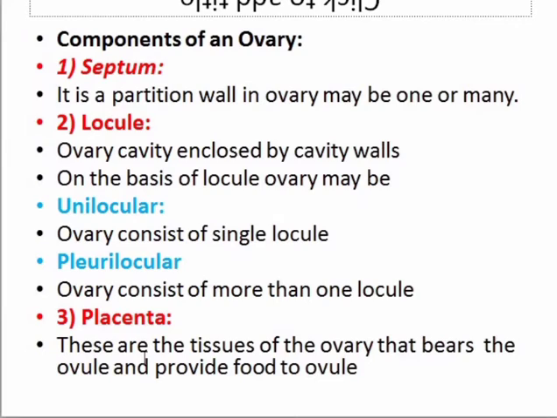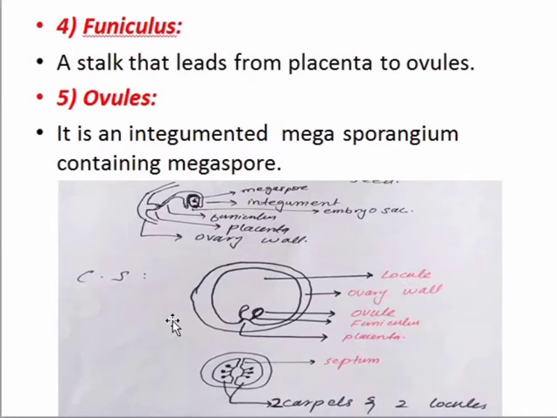It's very simple. Placenta: these are the tissues of the ovary that bear the ovule and provide food to the ovule. It is similar to the placenta found in animals; a similar structure is found in plants too. These are the tissues that provide food for the developing ovules. When seeds develop, this placenta provides food to the developing seed or embryo.